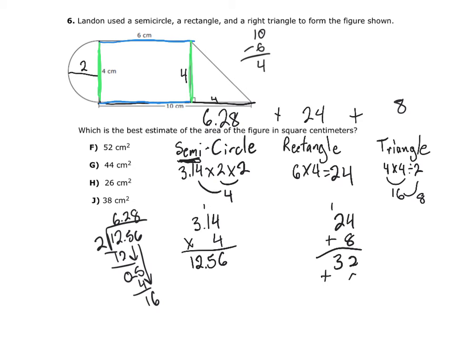Now we have to add 6.28. Make sure we line up our decimals. 8, 2, decimal, 8, and 3. So then we get our closest answer, since it's asking for the best estimate, which is J.